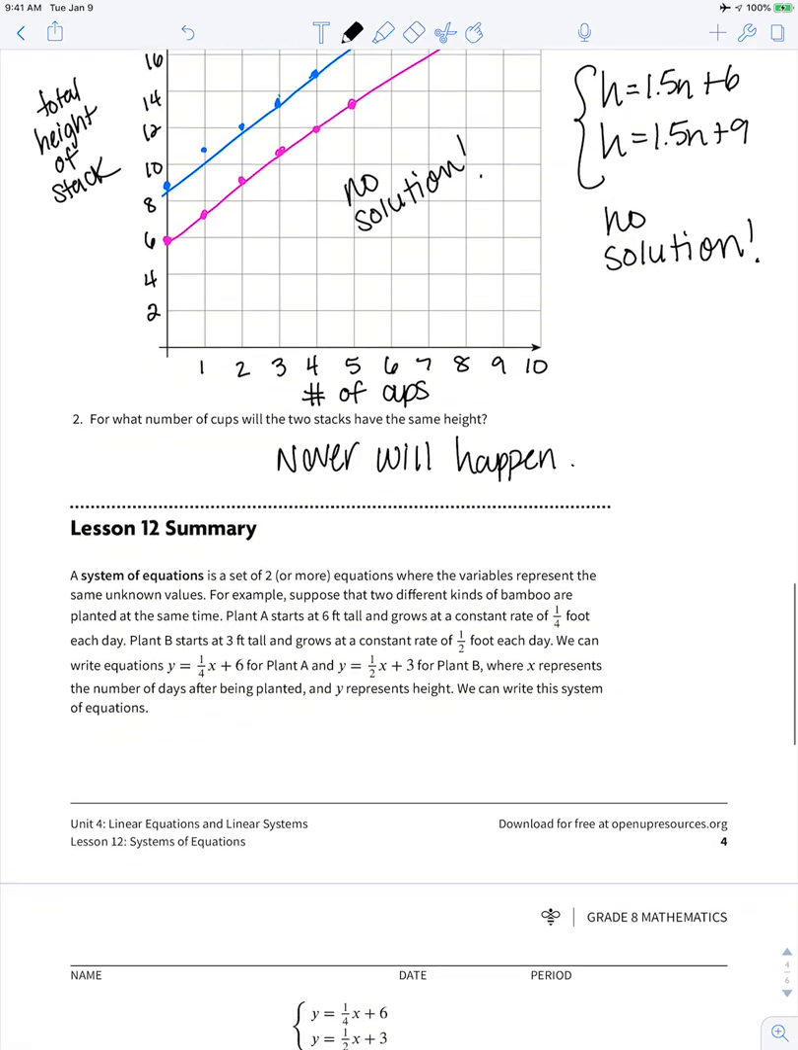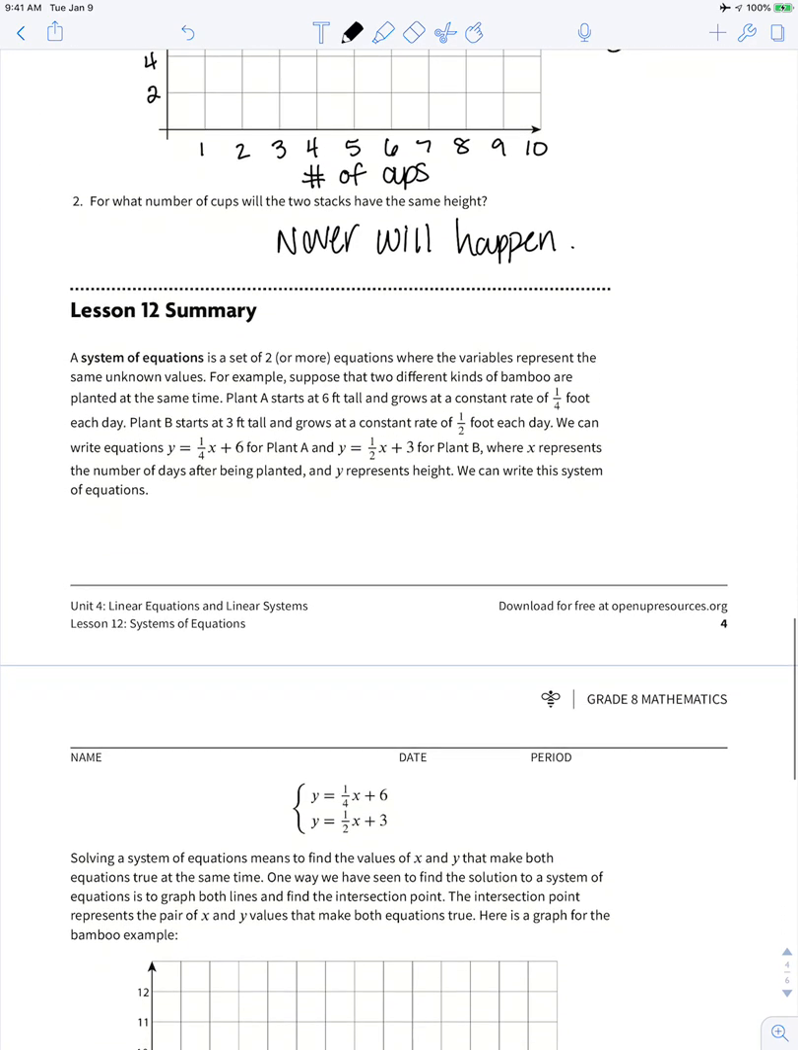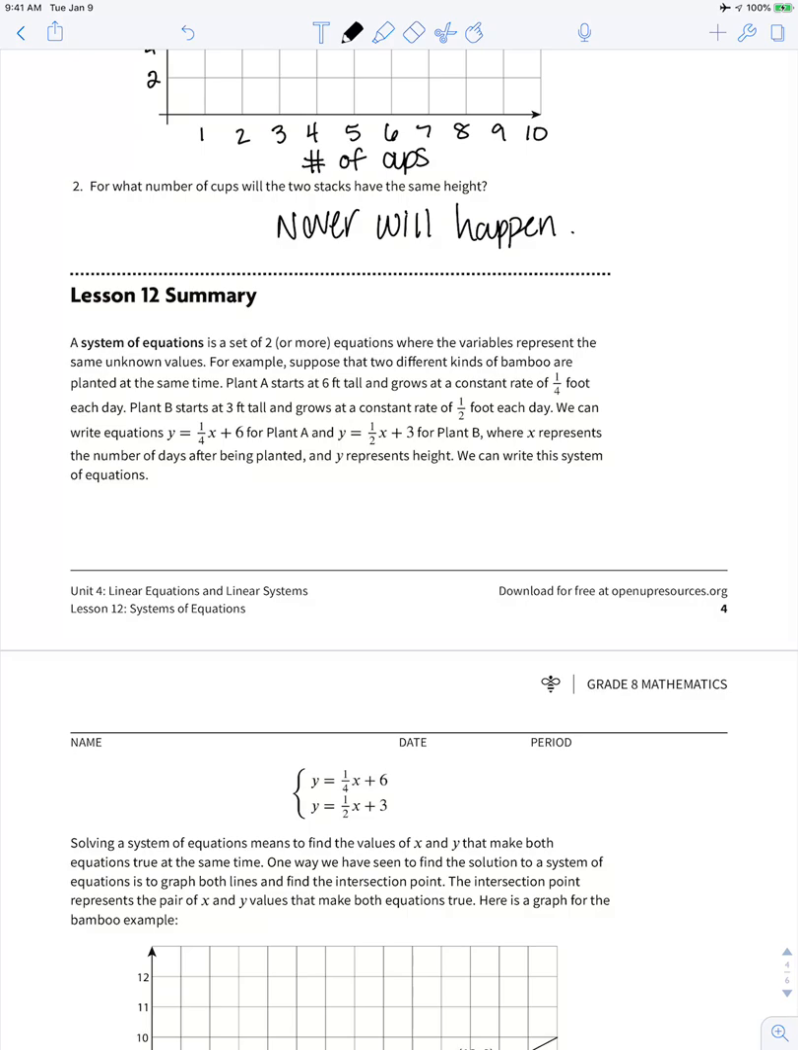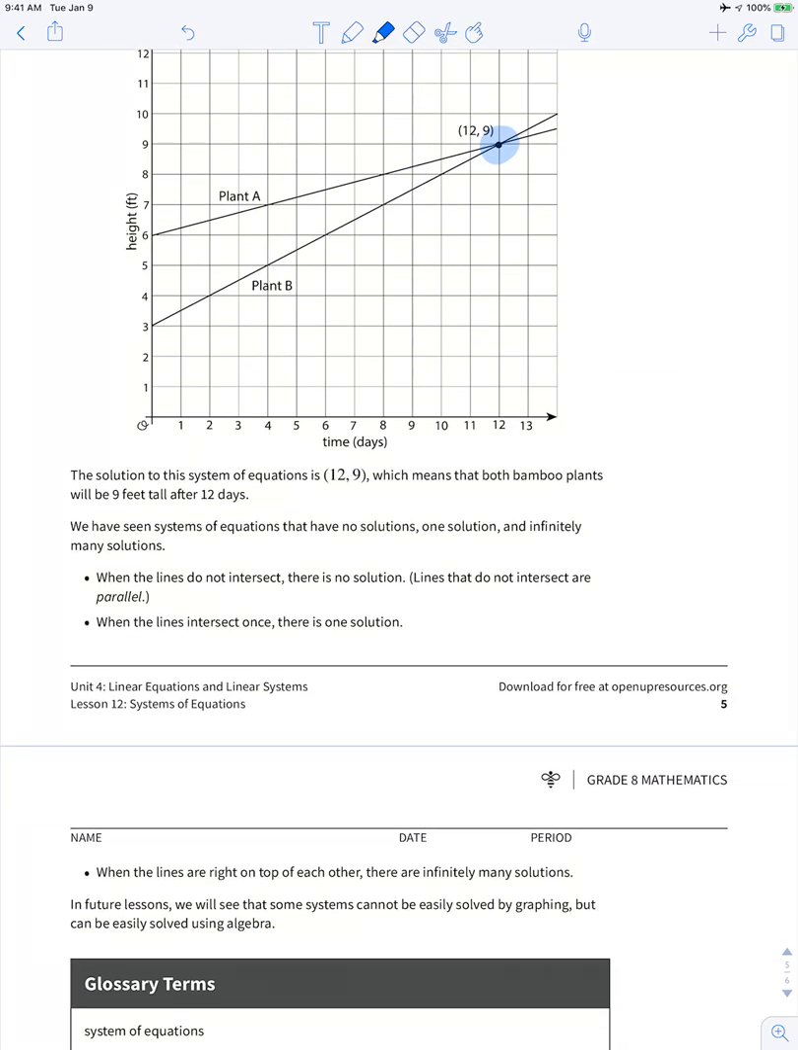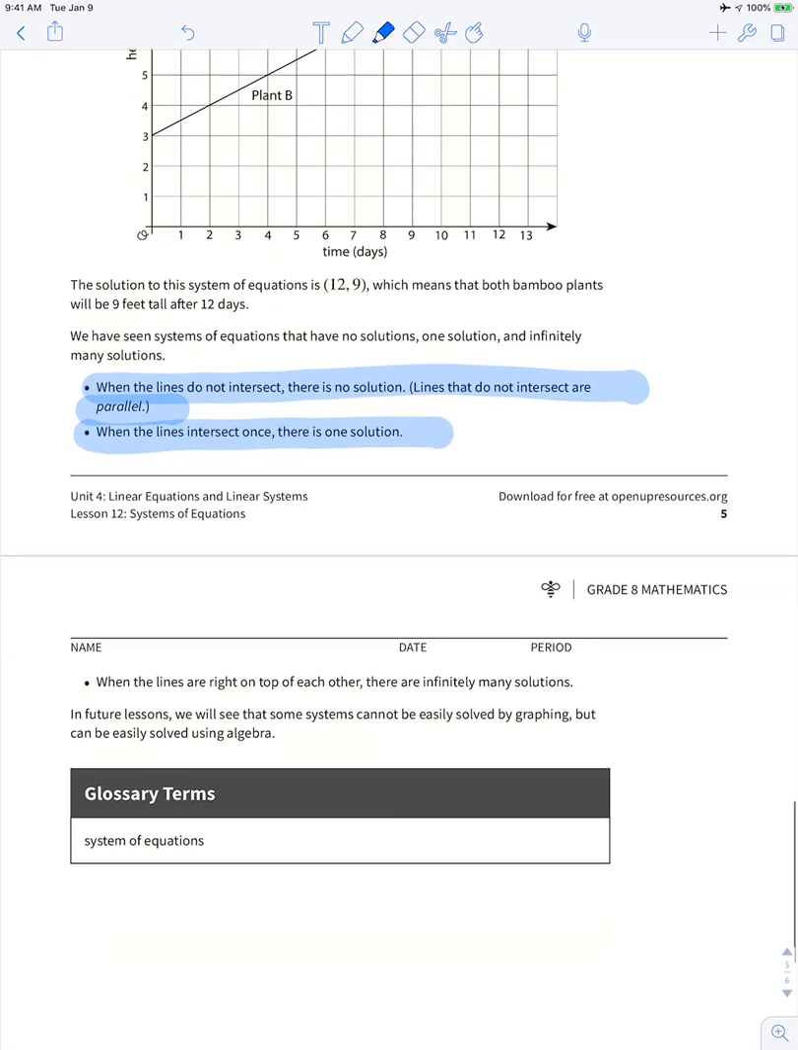So you could see this in your lesson summary. A system of equations is a set of two or more equations where the variables represent the same unknown values. They provide you an example, and they have that visual again. This is what a system looks like. This is the solution to that system, because it's where the points intersect. And when the lines do not intersect, there is no solution, and those lines will always be parallel. When the lines intersect, there is one solution.